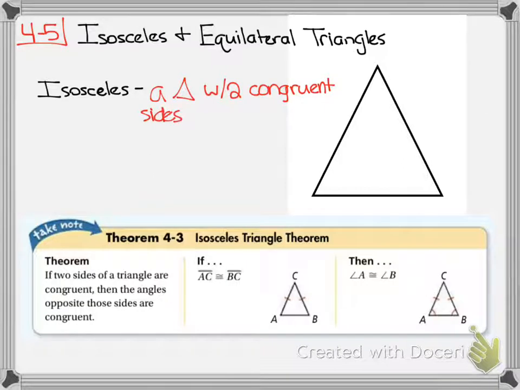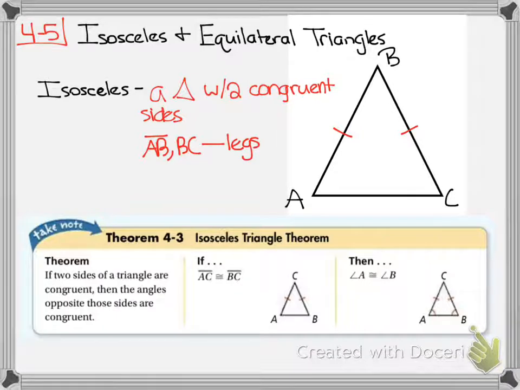So what we need to do is discuss what different parts of an isosceles triangle are called. I'm going to label this triangle ABC, and we're just going to talk about the different parts of this triangle. First of all, the two sides that are congruent, so here AB and BC, those are called your legs. Those are the legs of your isosceles triangle.